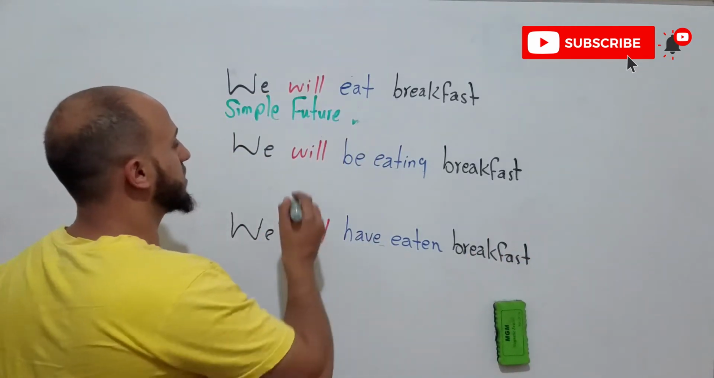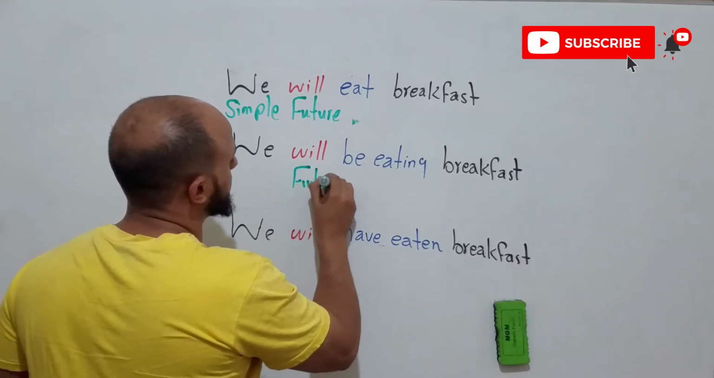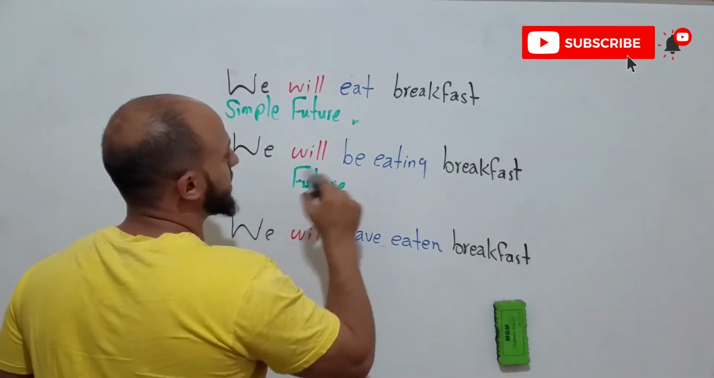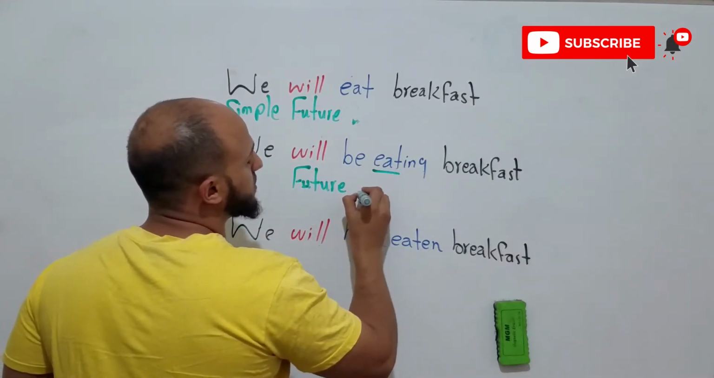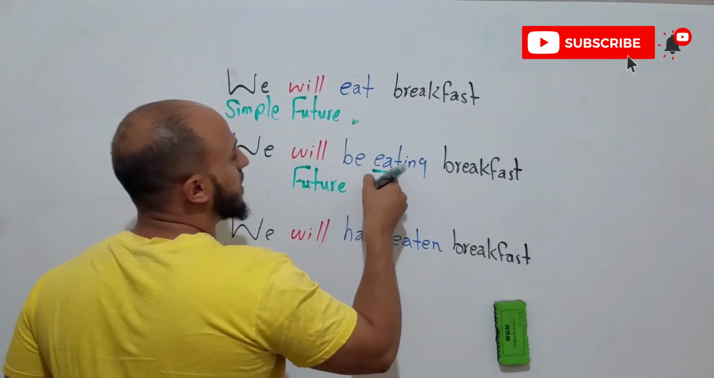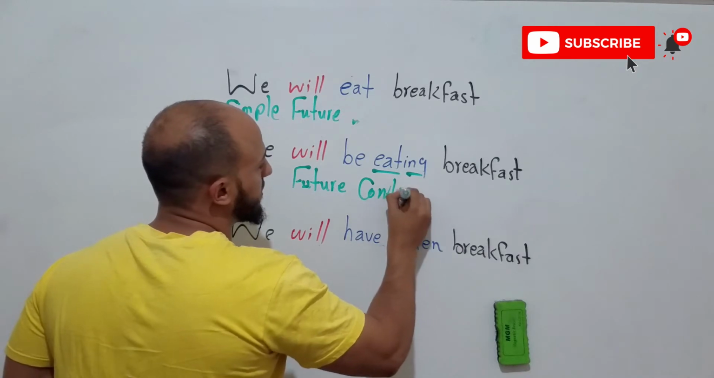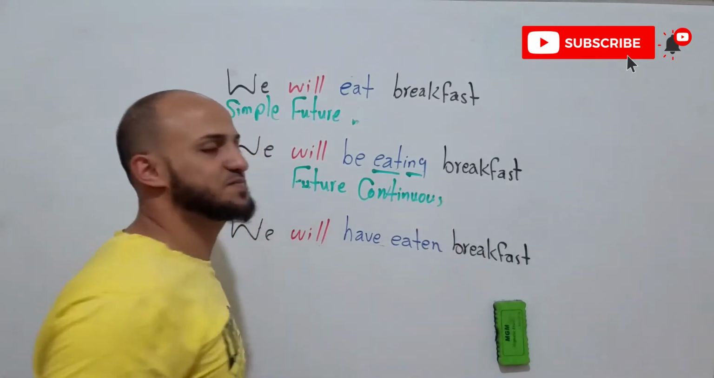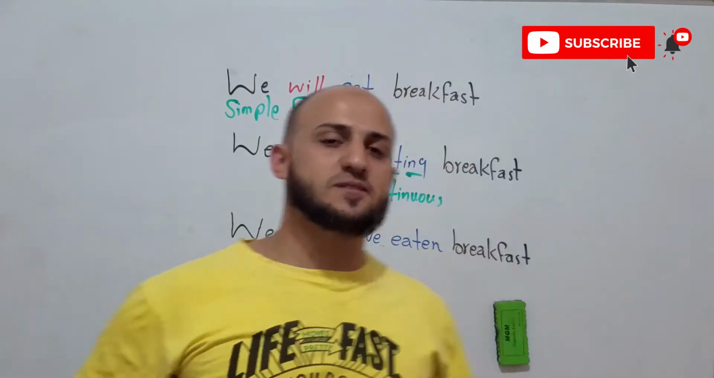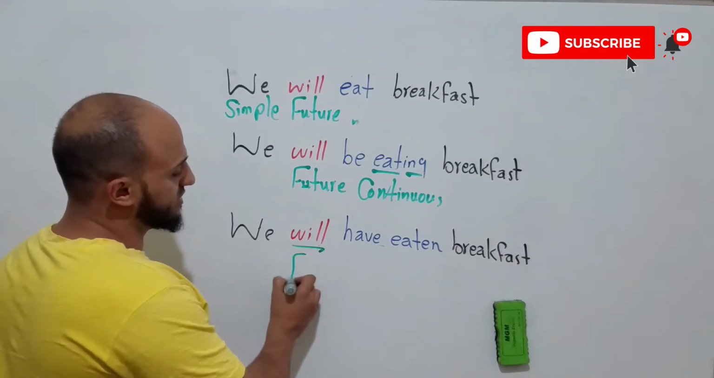We will. Will is future. Next, be eating. Verb and ing. This reminds you of what? Yes, continuous. Great. The last one. Well, as we said, future.